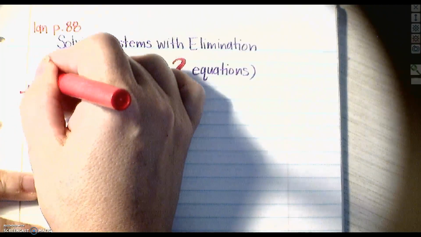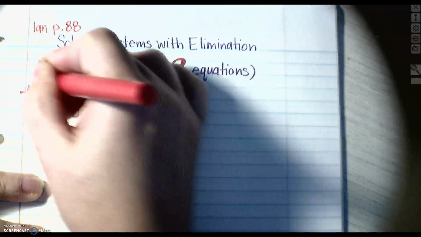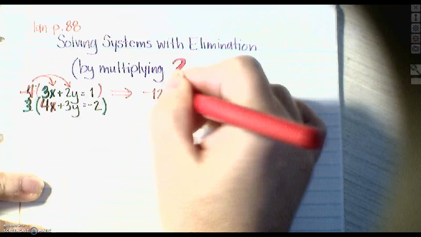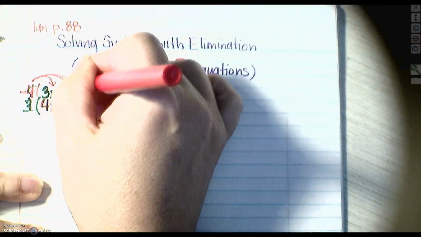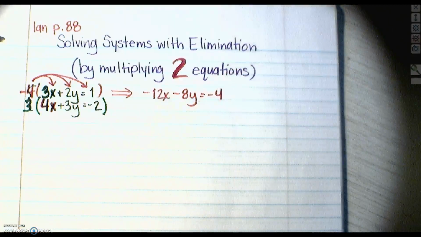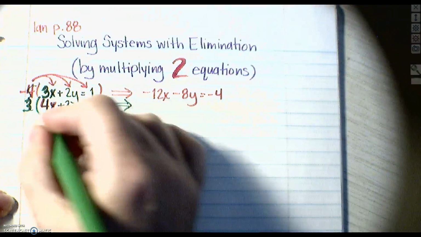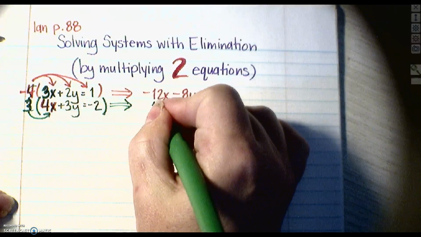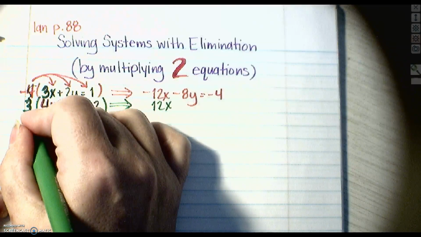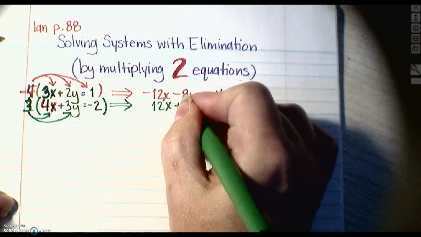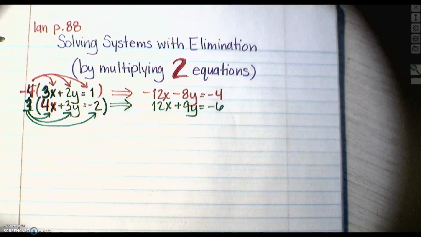So let's look at it. -4 times 3x is -12x. -4 times 2y is -8y. -4 times 1 is -4. There's our first equation transformed. Now we're going to transform our second equation. 3 times 4x is 12x. Look at that. Those are going to cancel when you add those together. 3 times 3y is 9y. And 3 times -2 is -6.